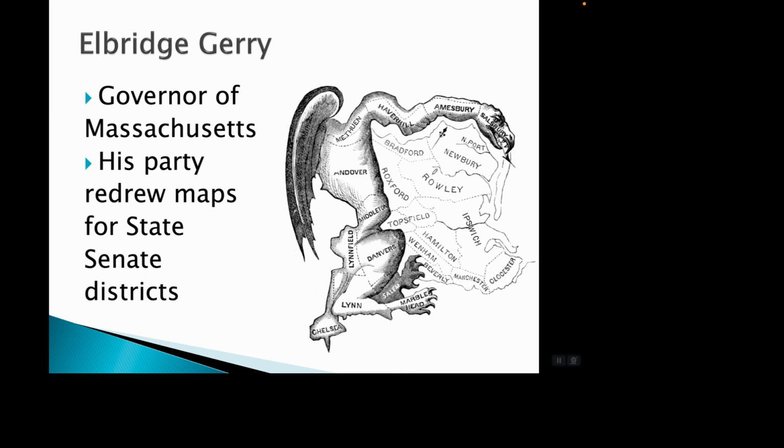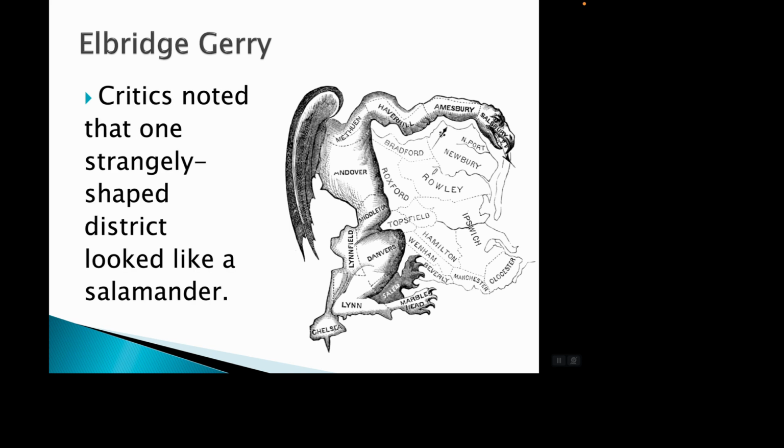Where does the word gerrymandering come from? Elbridge Gerry was the governor of Massachusetts in the early 1800s. His party redrew the maps for state Senate districts. Critics noted that one strangely shaped district looked like a salamander, so they called the whole process of redrawing political boundaries to your own political party's advantage gerrymandering.